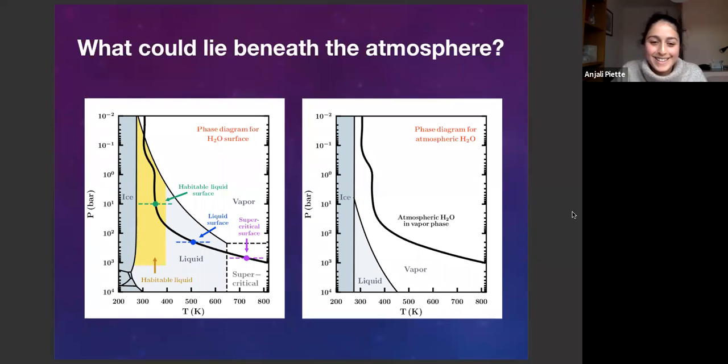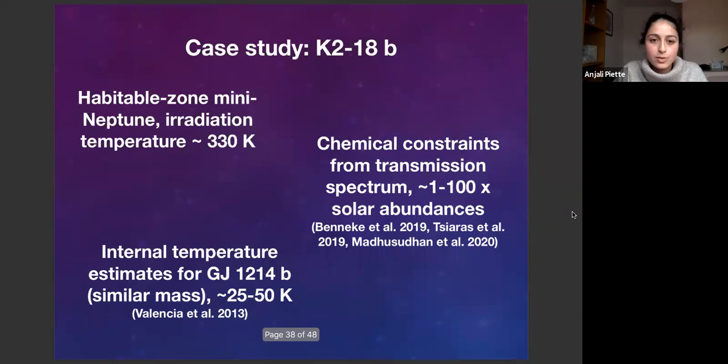So to do this investigation, we wanted to choose the case study of K2-18b. As you may know already, this is a habitable zone mini-Neptune with an irradiation temperature that's around 300 Kelvin. And with its transmission spectrum, there are already chemical constraints, and it's been shown that its chemical abundances are between 1 and 100 times solar. So that's the range we're going to consider here.